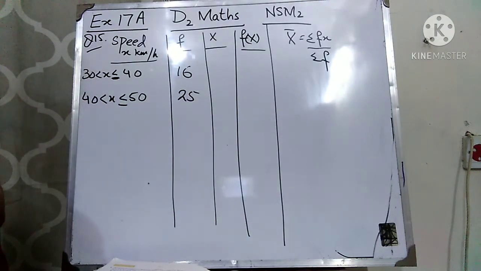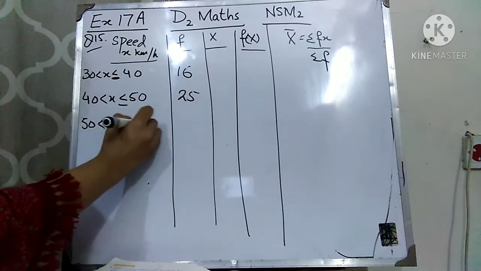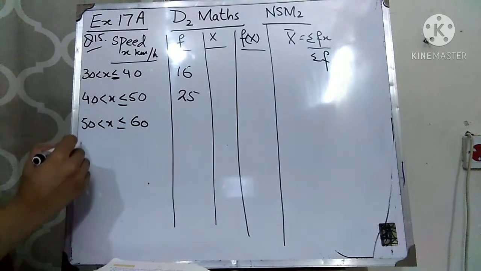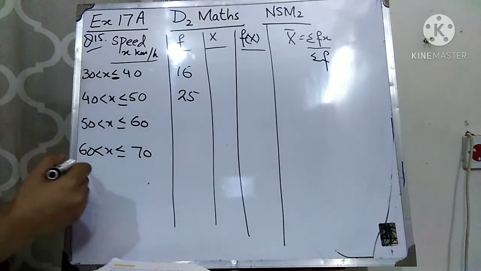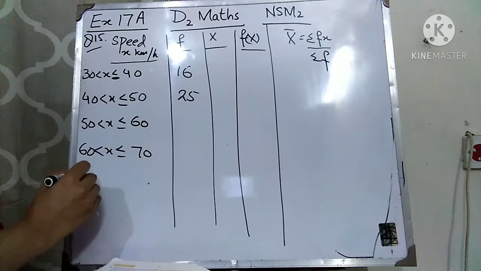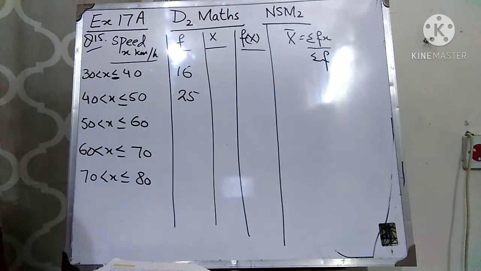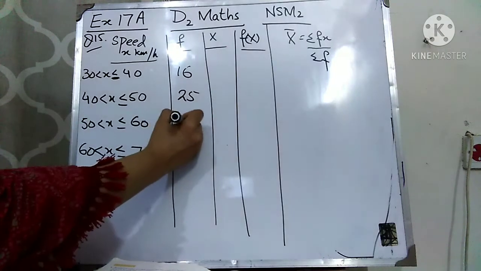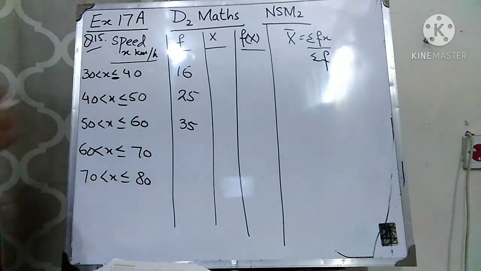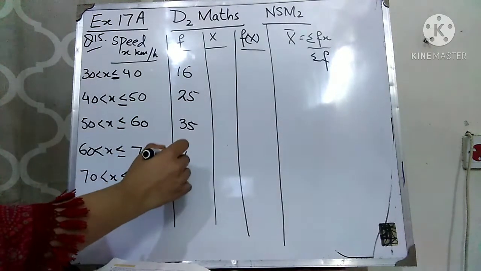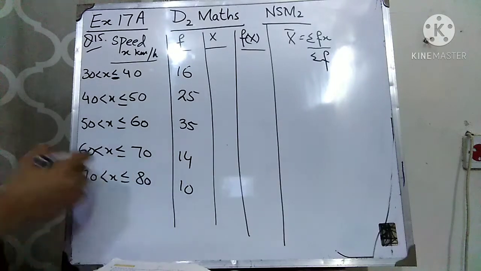Then 50 to 60, then 60 to 70, and then 70 to 80. The frequencies given are 16, 25, 35. 35 are the vehicles whose speed is within this range, and 14 are the vehicles whose speed is within this range, and 10 are the vehicles whose speed is within this range.